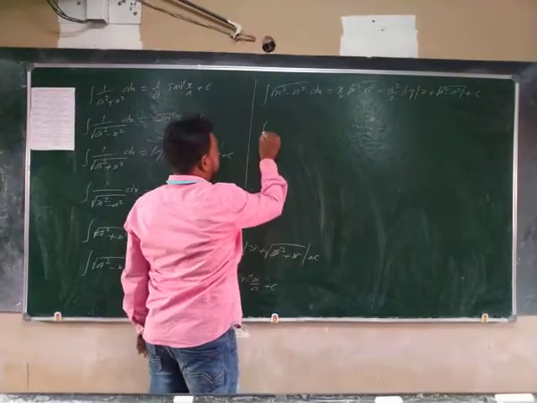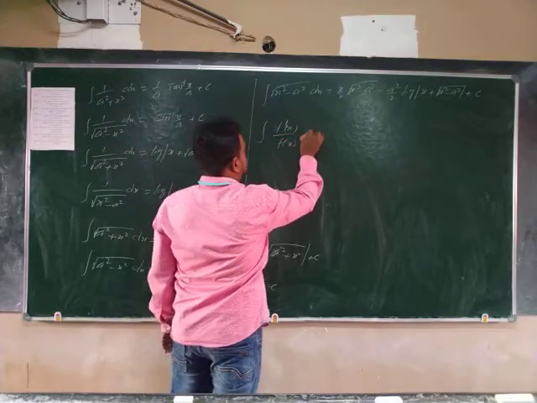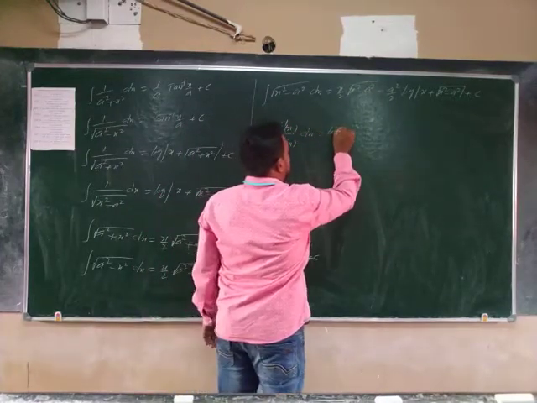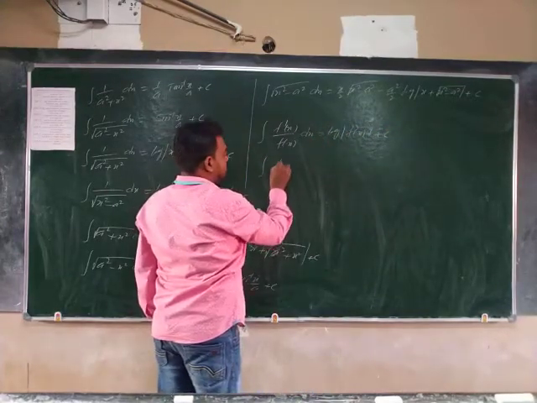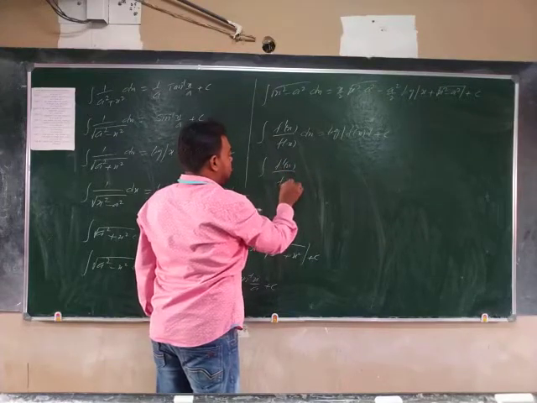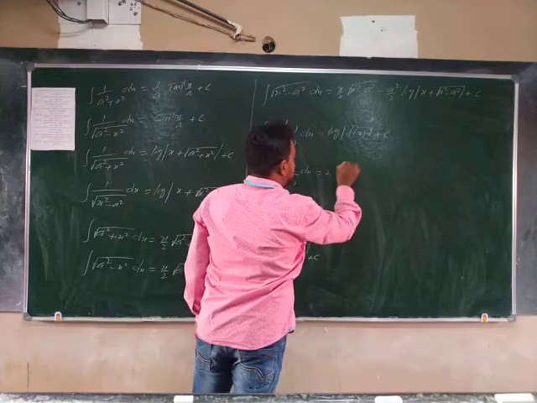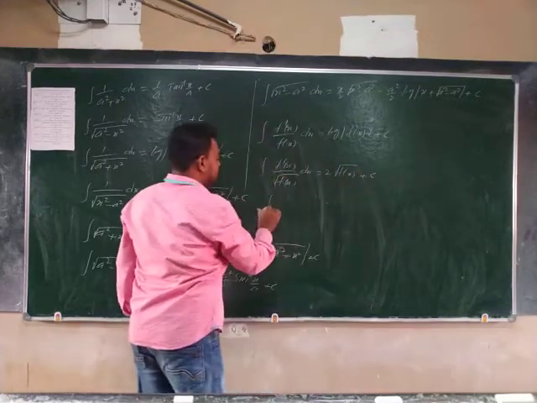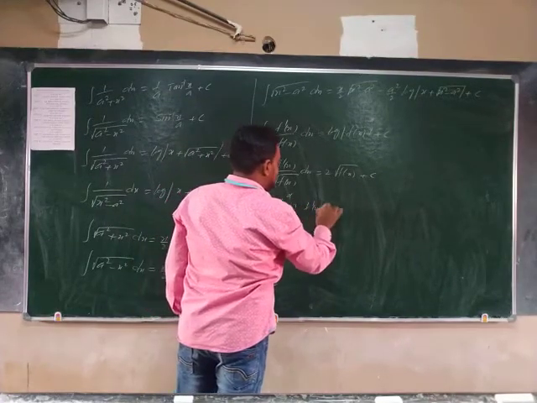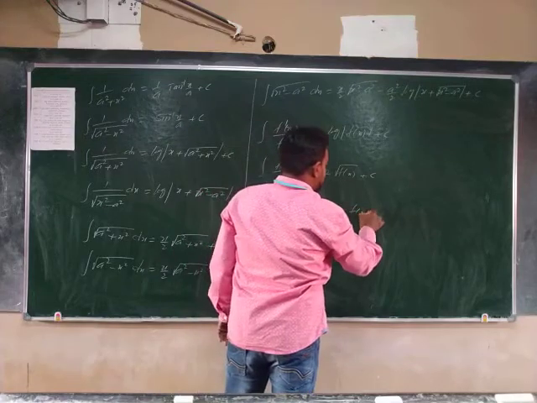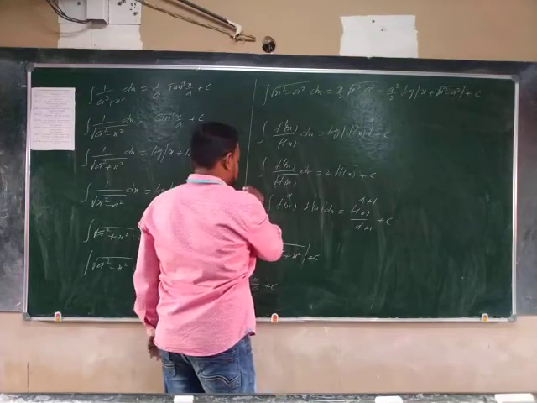Next, integration of f dash of x by f of x dx is equal to log mod f of x plus c. Integration of f dash of x by root f of x dx is equal to 2 root f of x plus c. Integration of f of x to the power of alpha into f dash of x dx is equal to f of x to the power of alpha plus 1 by alpha plus 1 plus c.